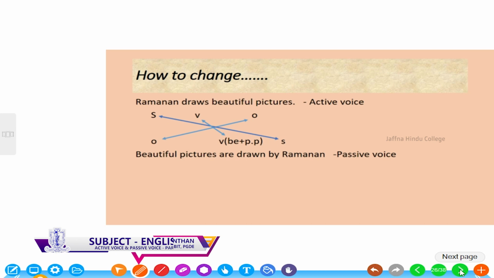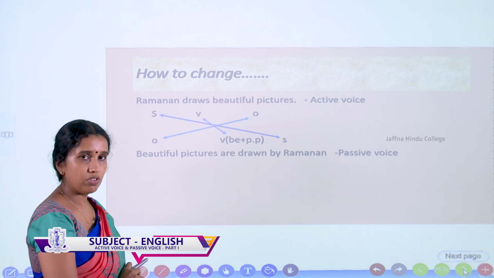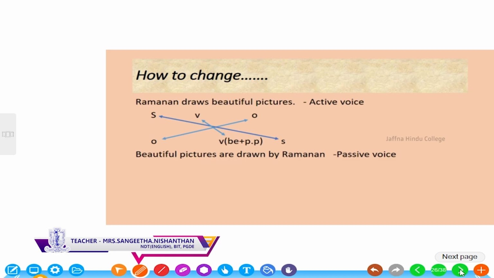How to change? Ramanan draws beautiful pictures. This is an active sentence. Who? Ramanan. So, the subject is Ramanan. What does he do? The action, that is the verb, draws. It is in simple present tense. What does he draw? Beautiful pictures. This is the object. So, when changing into passive voice, the object should be brought forward. So, the beautiful pictures come here.